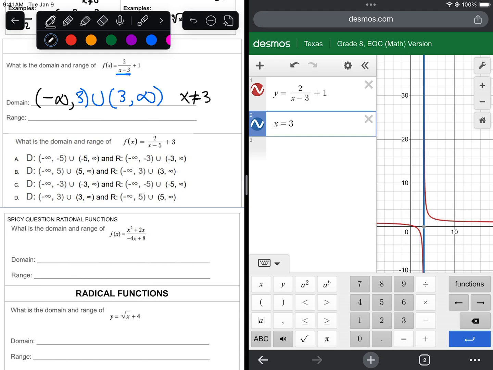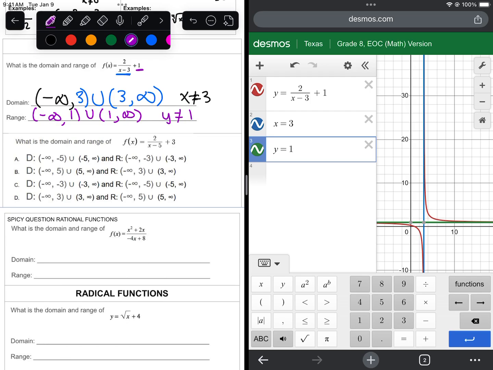Range would be your horizontal asymptote, which remember comes from that k value, y equals 1. So horizontal asymptote is going to be right there. So negative infinity to 1, union 1 to infinity. So y does not equal 1.